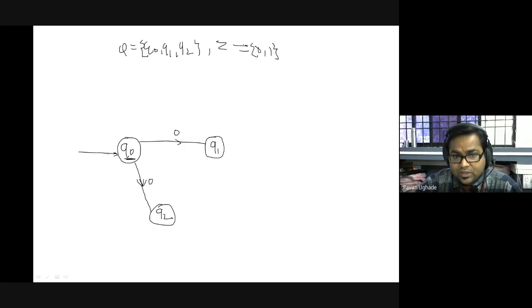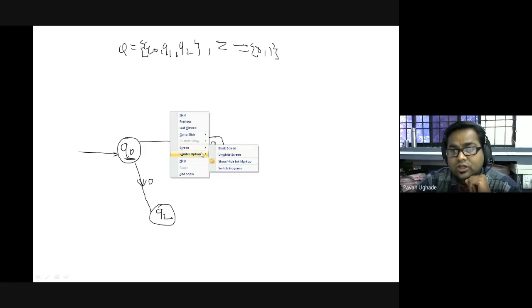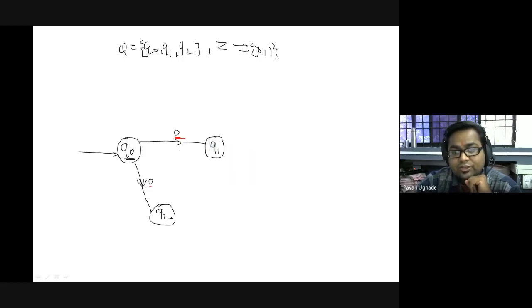Now what happens if you are on q0? There are two paths over 0, so you will be confused about which path you are supposed to follow. This is leading over 0 and this is also leading over 0, so which path should you follow?